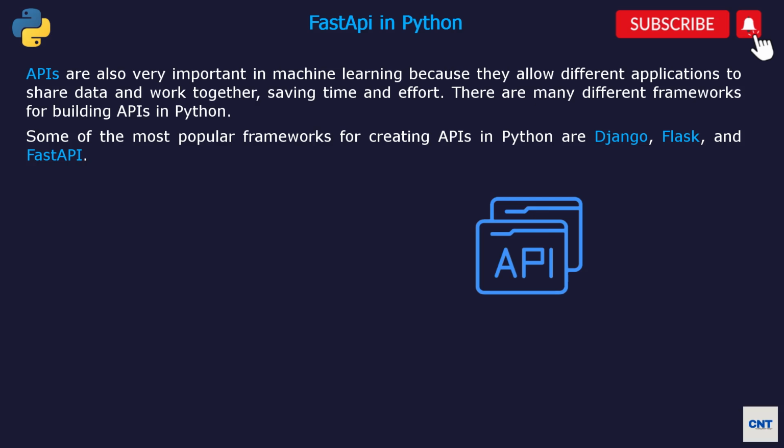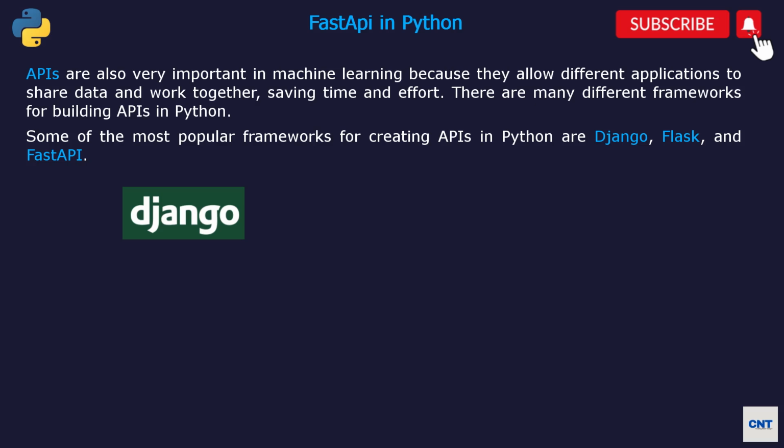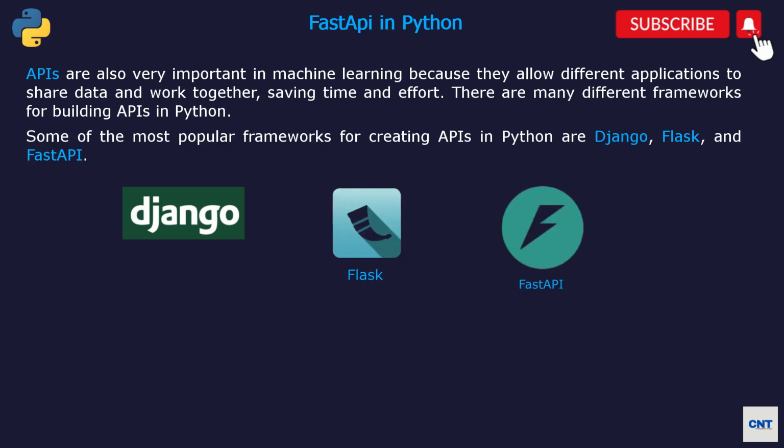APIs are also very important in machine learning because they allow different applications to share data and work together. There are many different frameworks for building APIs in Python. Some of the most popular frameworks for creating APIs in Python are Django, Flask, and FastAPI. This tutorial is a deep dive into one of the frameworks called FastAPI.